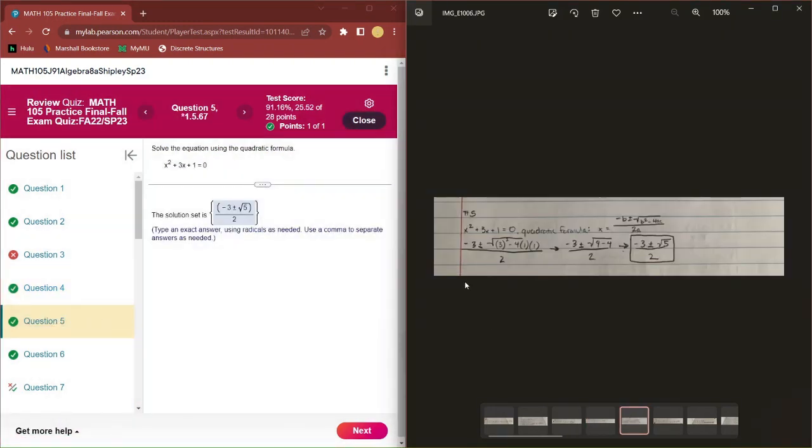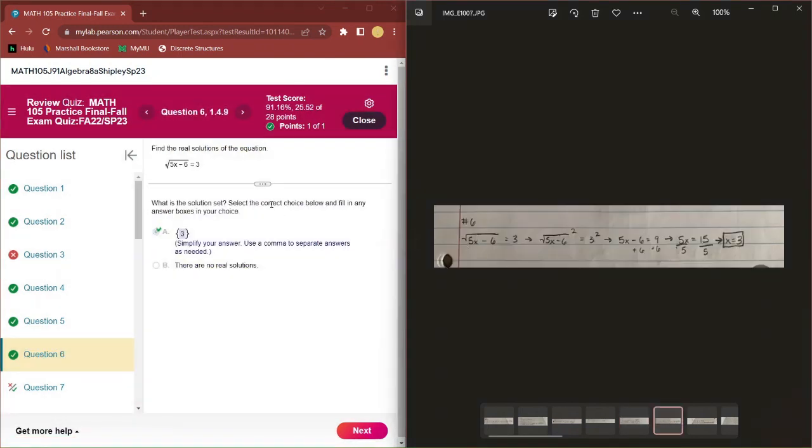So for question 5, it says you need to solve the equation using the quadratic formula. So you just plug the numbers into the quadratic formula, negative b and so on, you can see it there. Plug it in, solve it, and just solve using math. Number 6, find the real solutions. Don't worry about what that means.